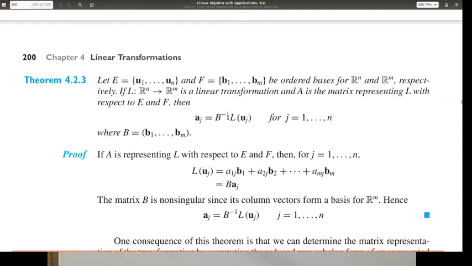So it's very similar to the previous example, except not only are the columns equal to L of uj, but you also have to multiply it with B inverse, where B inverse is the inverse of this matrix. So you first make a matrix B whose columns are b1 to bm. And then you find the inverse of that matrix and you multiply it with L of uj, where this is the effect of what happens to this basis vector, Luj, basically the result of the linear transformation on each of the basis vectors, right?